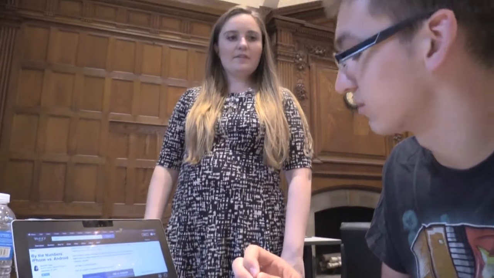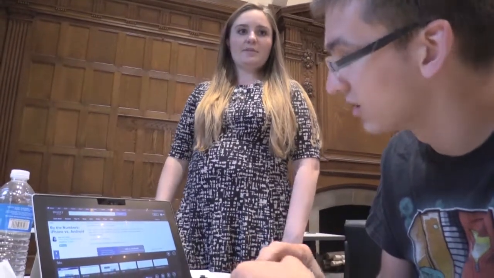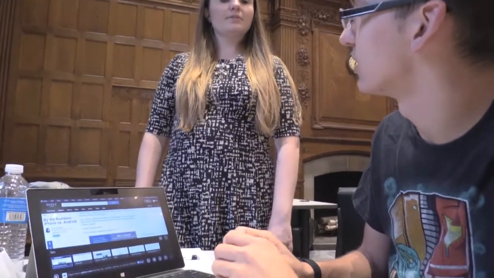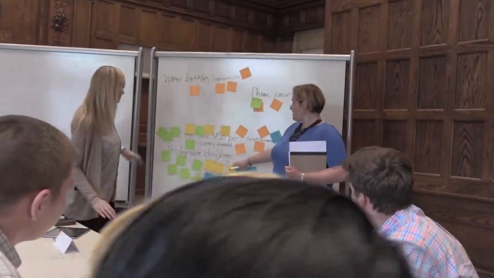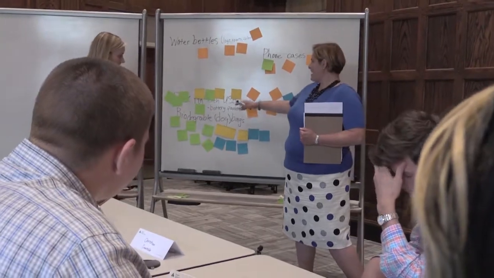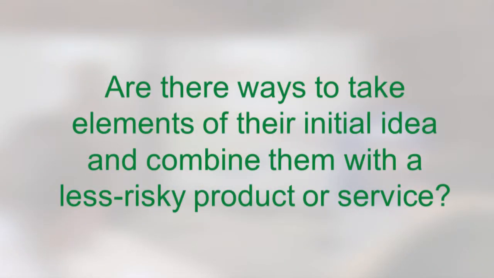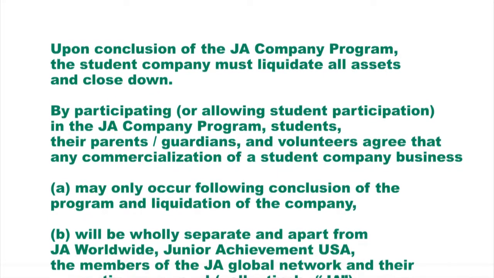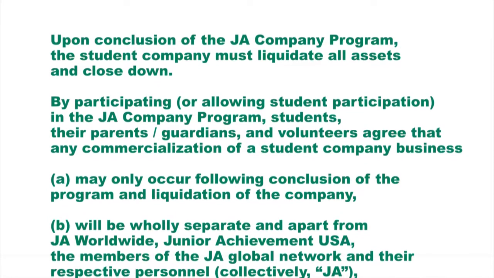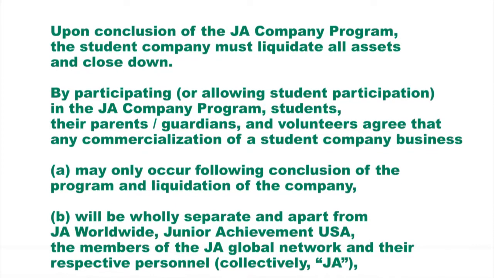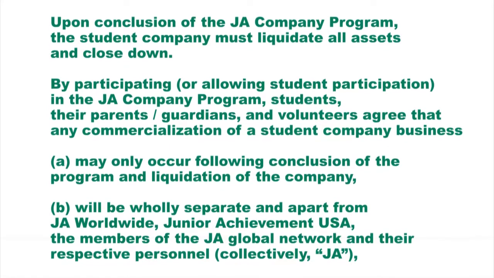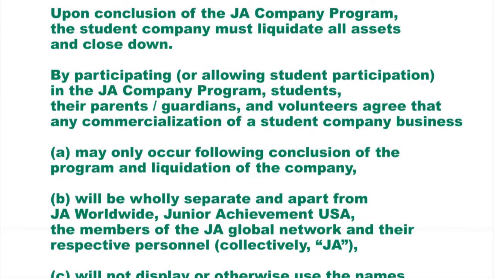If a product or service idea is not approved, please work with the students to determine how they may be able to modify that idea or combine it with other ideas that were developed during the brainstorming process. Also consider, are there ways to take elements of their initial idea and combine them with a less risky product or service? You may also want to share with students some information about intellectual property and continuing the business after completion of the JA Company program.